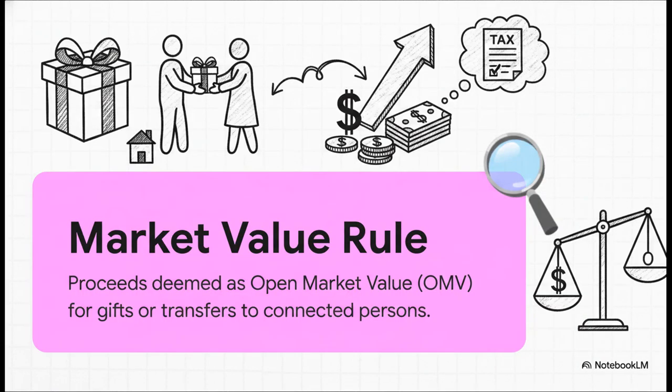Now let's talk about the market value rule, because you really must understand that a chargeable disposal doesn't always require a commercial sale. If you just give an asset away to a family member, guess what? That is still a disposal. To prevent families from simply transferring wealth around at zero cost to avoid paying tax, the law steps in. It deems the proceeds to be the open market value, the OMV, at the date of the gift. The actual cash changing hands, even if it's zero, is completely irrelevant.